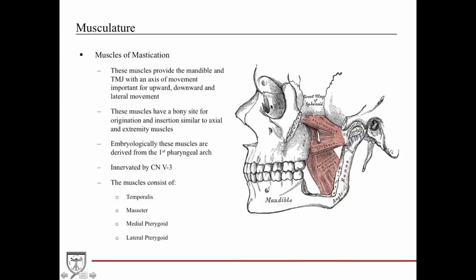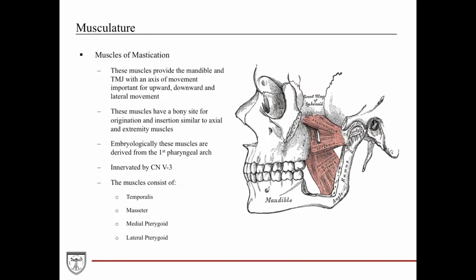Now we're going to talk about the musculature. A lot of the musculature in the head and neck is divided between two different groups: your muscles of mastication and your muscles of facial expression. We'll talk about the muscles of mastication first. These provide all the movement for the mandible and the temporomandibular joint. The axis of movement is pretty much up, down, and left, right. That's the whole movement the muscles of mastication can do.